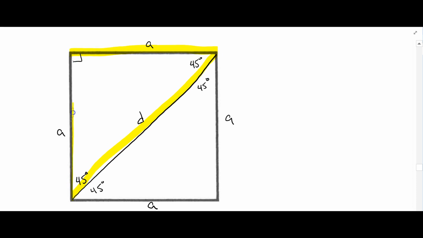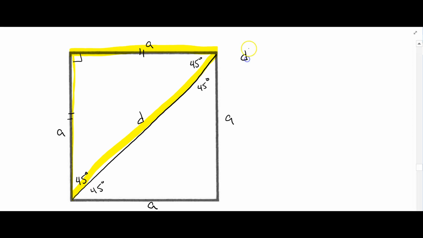the ratio of the legs is 1 to 1, because these are both the same value, because this is an isosceles right triangle. Remember, these are two sides of the square, so they have to be congruent. So now we want to see, well, what's the ratio of the two sides to the diagonal. So like we did with 30, 60, 90s, let's use the Pythagorean theorem.